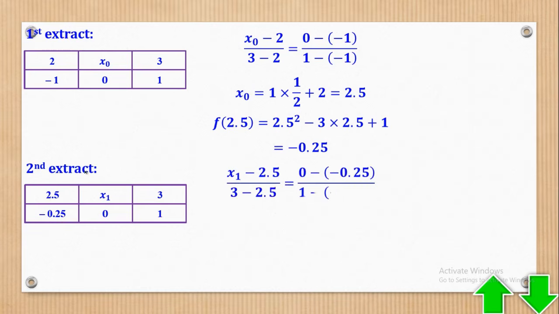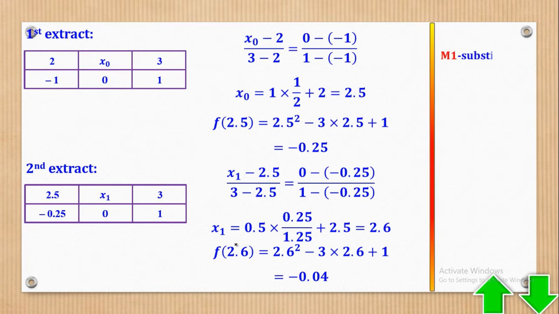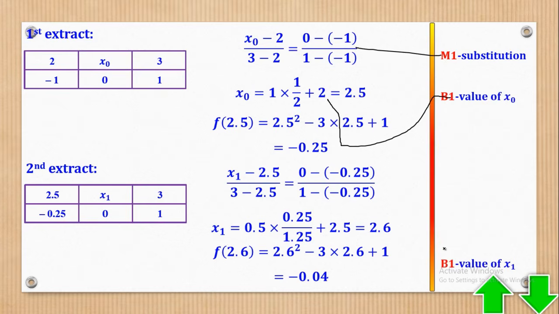Therefore we shall still use linear interpolation to come up with the value of x being equal to 2.6. Then also get f2.6. f2.6 is -0.04, so it is closer to 0 than this one. So we're going to replace this with this in the third extract. So before we go to the third extract, let's see marks for this slide. So M1 for this, B1 for that, and B1 for that.